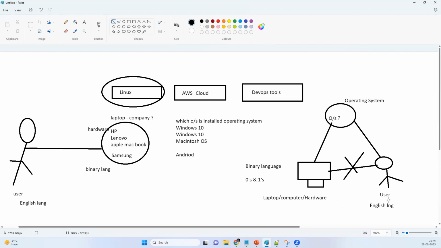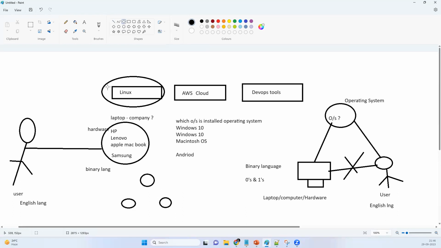Binary means zeros and ones. User knows only English language. So definitely we need a mediator to communicate with the hardware. How can we communicate with the hardware? The user doesn't know the binary language and the computer doesn't know the English language. So we need a mediator.